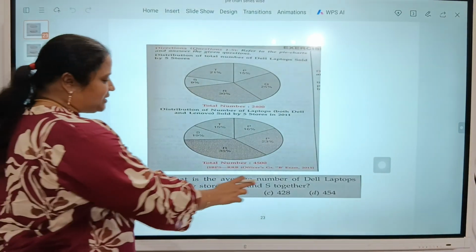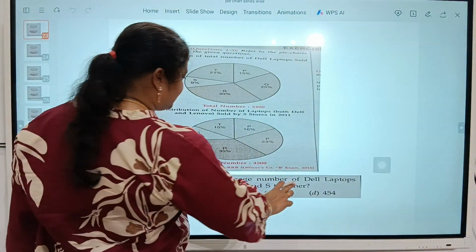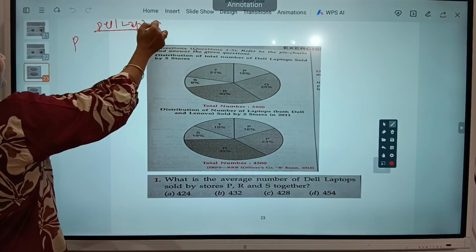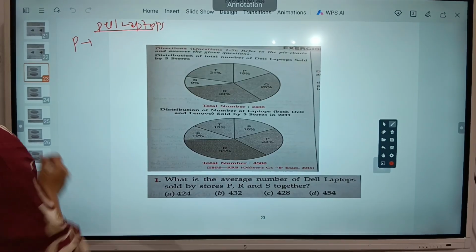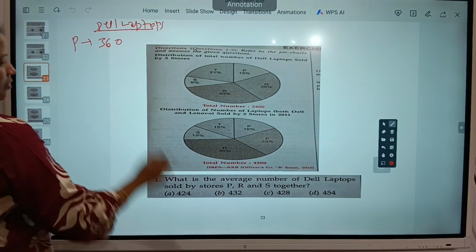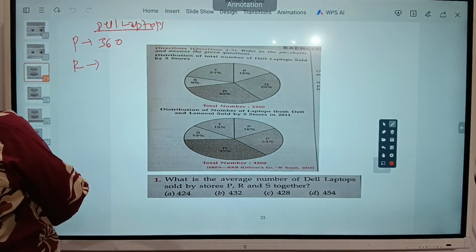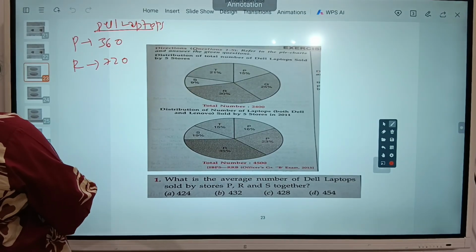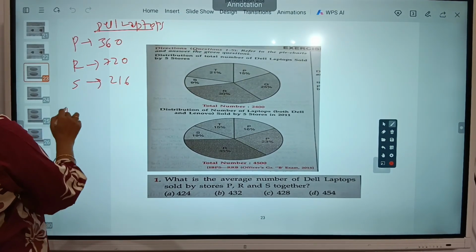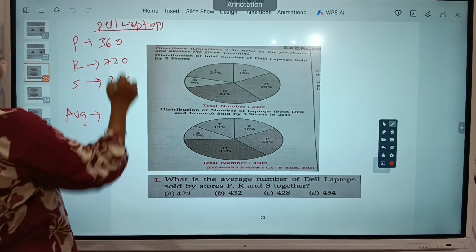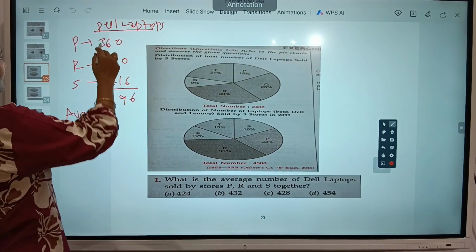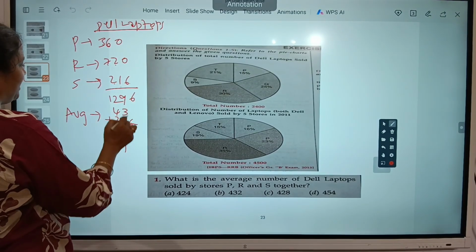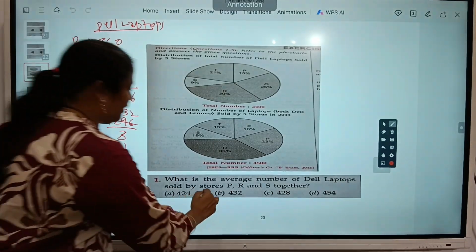Now the first question is, what is the average number of Dell laptops sold by stores P, R, S together? In P, what is the value of Dell laptops? 360. Okay, and in R, what is the value of Dell laptops? It is 720. And S is 216. Now we have to find the average, means we add up all of this. 1296 by 3. The average is 432.